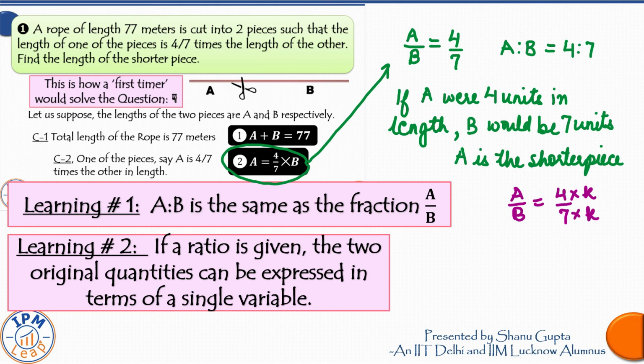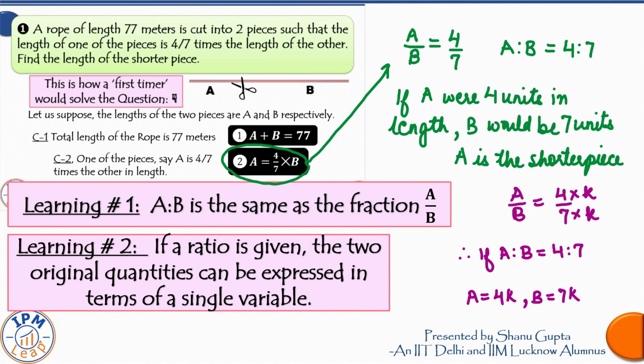This means instead of taking 2 different variables A and B like we did in the previous approach, we can assume A as 4 into K and B as 7 into K. The choice of the variable is completely yours. You can take X, Y, Z or alpha, beta, gamma, whatever you wish.